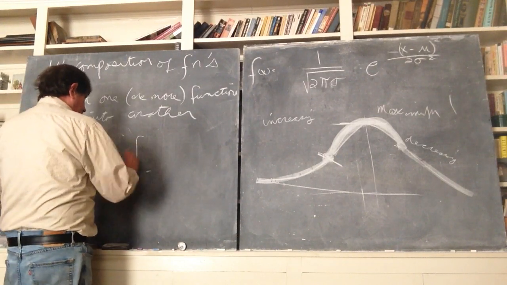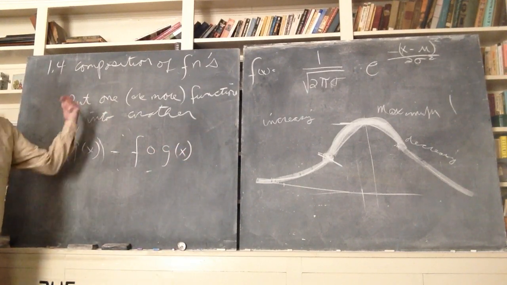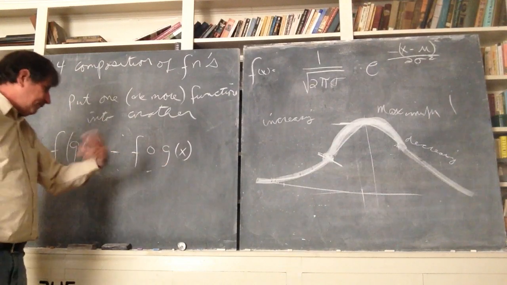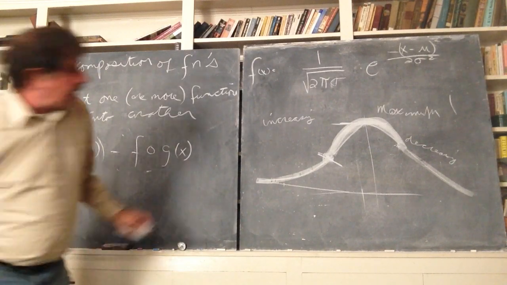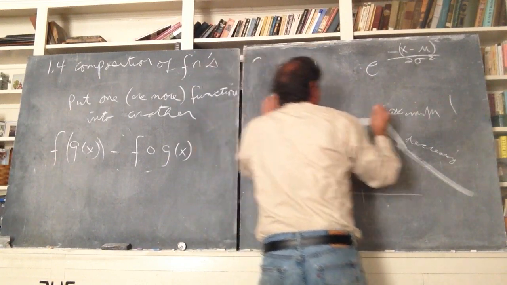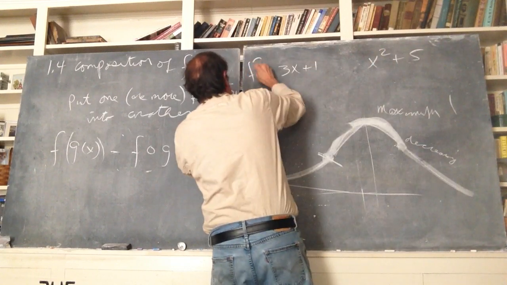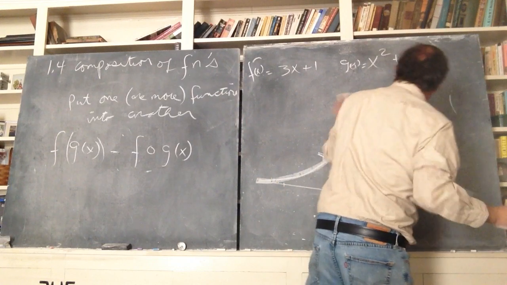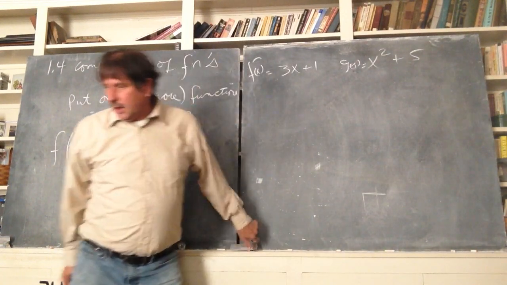This is also, by the way, f∘g at x. We do it so often, we call it f circle g. We don't call it fog, but that's the way you spell it, f∘g at x. So, for example, if f at x is 3x plus 1 and g at x is x squared plus 5, we can do all the following stuff.